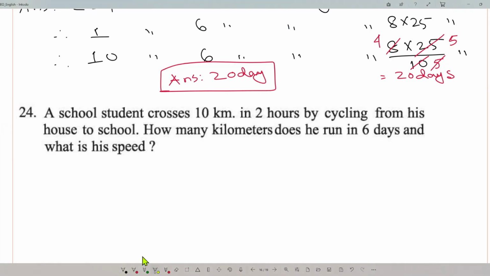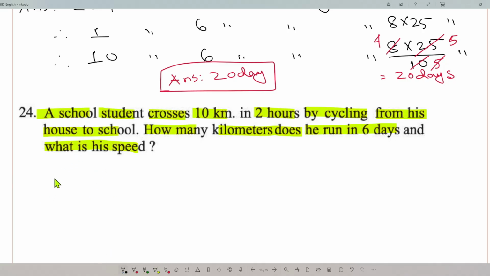Question 24. A school student crosses 10 kilometers in 2 hours by cycling from his house to school. How many kilometers does he run in 6 days, and what is his speed?